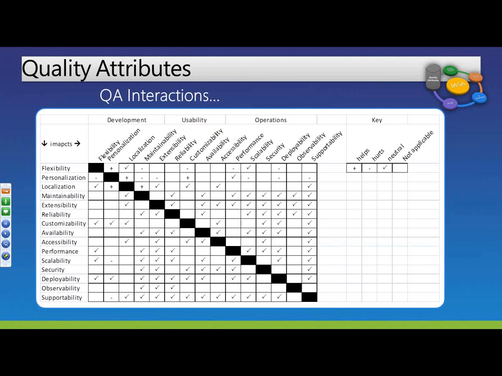It's really interesting because certain attributes really don't affect each other at all, but some of them help and hurt each other. If I take personalization and customizability, they're going to help each other if I build towards those. But if I tried to build personalization against extensibility, that's going to work against each other. So it's often good to take a look at these quality attributes and determine if I'm accentuating one at the cost of another.